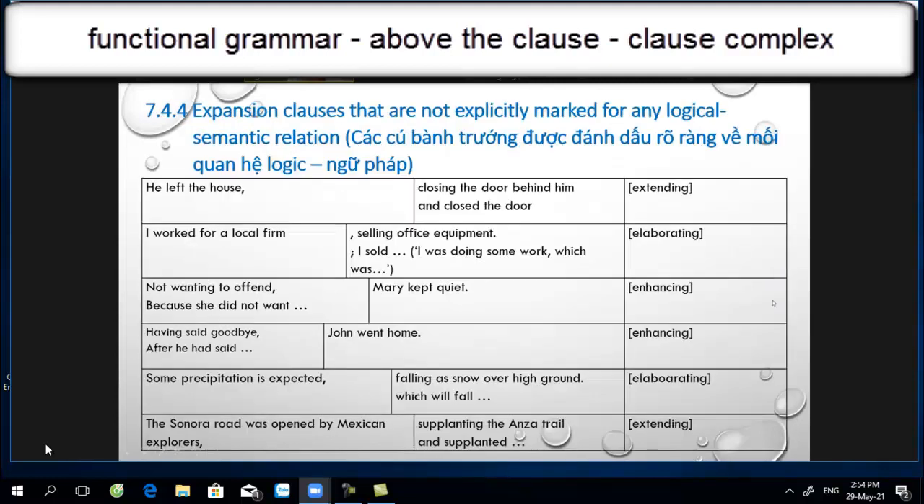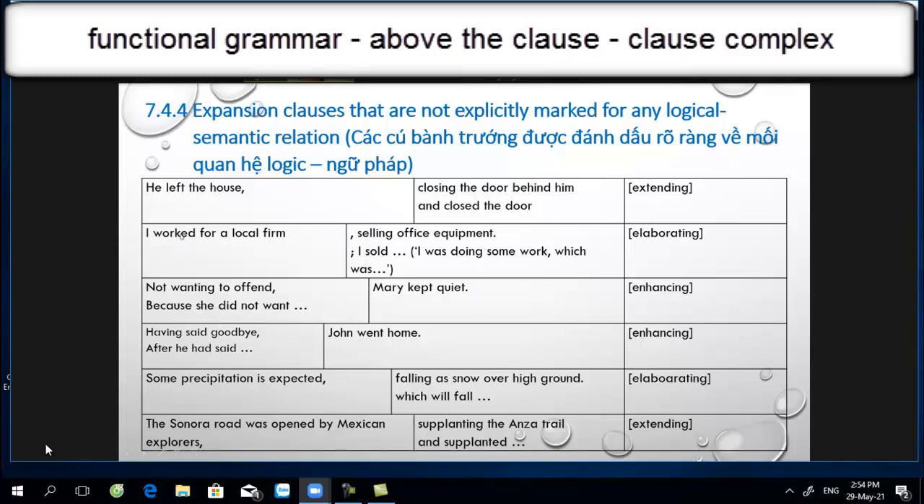And we come to the fourth one, expansion clauses that are not explicitly marked for any logical semantic relation. Các cú bành trướng được đánh dấu rõ ràng về mối quan hệ logic ngữ pháp. So, "he left the house, closing the door behind him." We can also say that he left the house and closed the door. This is the extending.